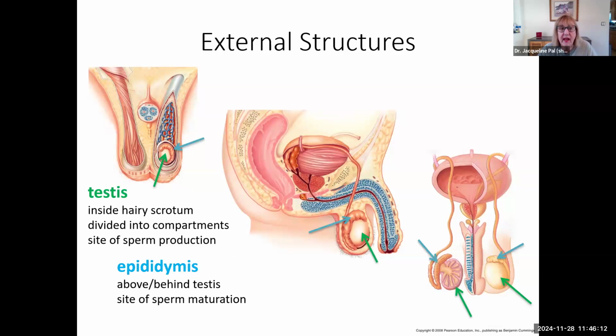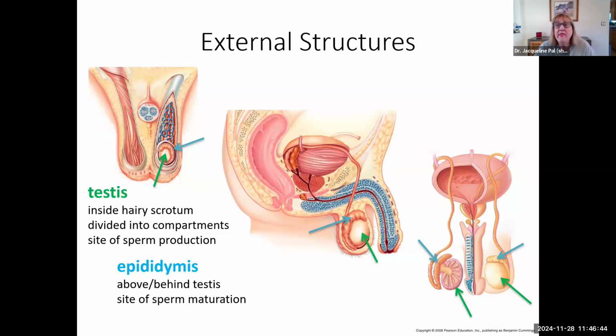Now, with the blue arrows, each of these structures is the epididymis. So you can see that the epididymis is located above and behind the testes. It's comma-shaped. So when the sperm are made in the testes, they will then travel through ducts and show up next in the epididymis. And they stay in the epididymis quite a long time, several months. And this is where the sperm mature.